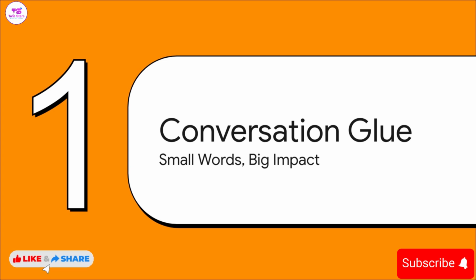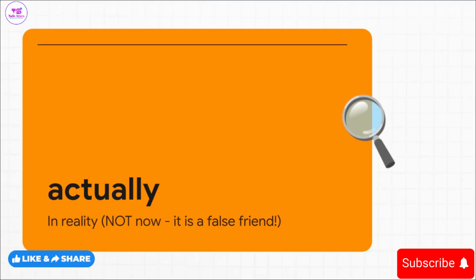We're talking about those small words that honestly have a huge impact. These are the tiny bridges that naturally connect our ideas together. Let's start with a really notorious false friend for a lot of English learners, and that word is actually. You see, in a bunch of different languages, a word that sounds just like this usually means now or currently, but in English, it literally means in reality.